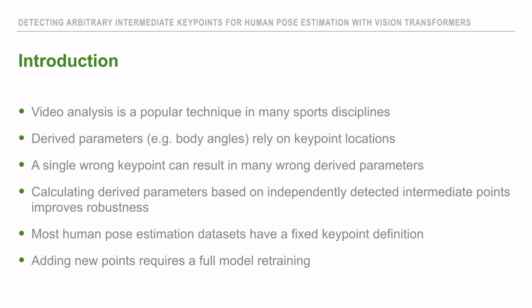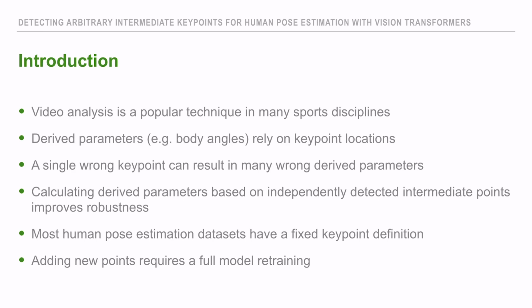Derived parameters such as body angles rely on the key point locations. If a key point is wrong, all parameters that rely on that key point are affected. Furthermore, imprecise detections also have an impact on the derived parameters and make them less robust. Detecting intermediate key points can improve this robustness, as they can be used to calculate additional derived parameters that are not dependent on the fixed standard key points.